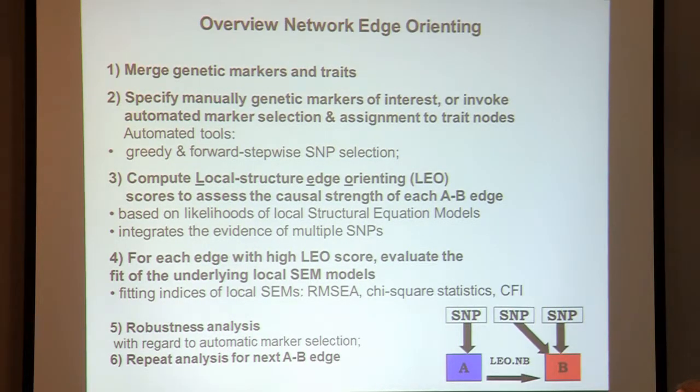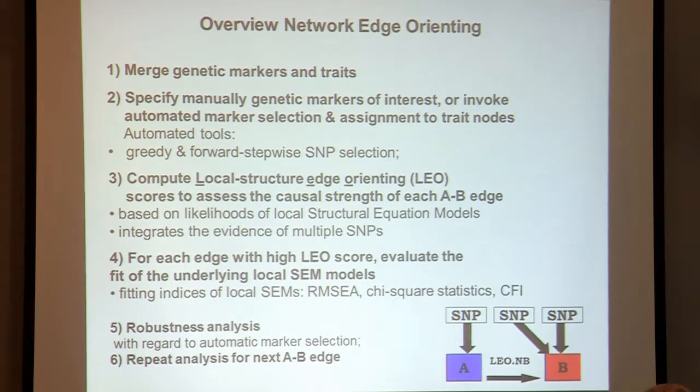So in any event, once you have this SNP, the software allows you to look at thousands of pairings of genes and traits and so on, and it ranks these. And as I said, you may end up with one or more edges that appear to be causal. And then in step 4, once you have an edge that has a significant Leo score, a Leo score above a threshold, you carefully evaluate the fitting indices of these SEMs that I mentioned here, but there are many others.